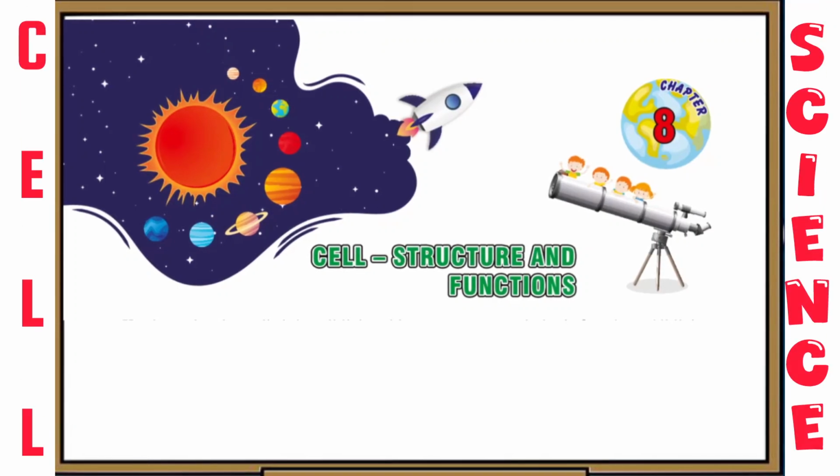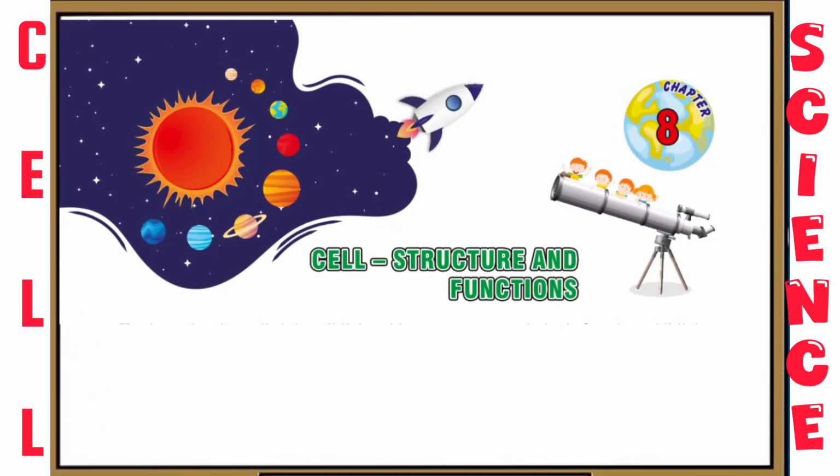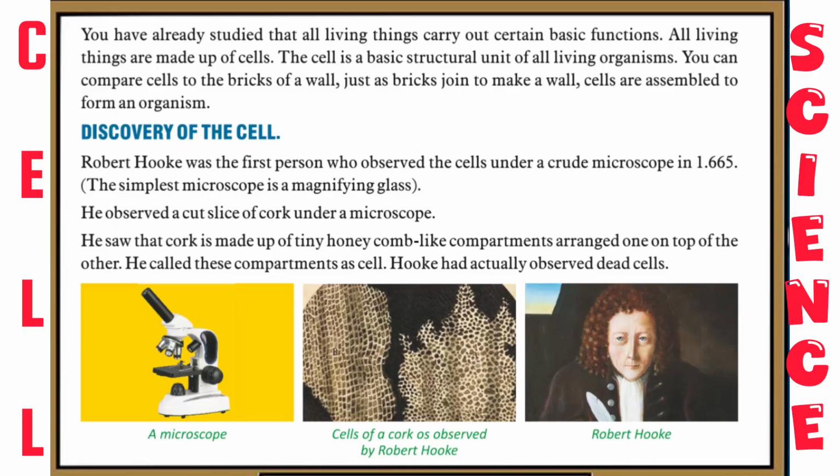So I'm your digital science mentor and today we are going to start our new chapter, chapter number 8, that is cell structure and function. You have already studied that all living things carry out certain basic functions. All living things are made up of cells. The cell is a basic structural unit of all living organisms. You can compare cells to the bricks of a wall. Just as bricks join to make a wall, cells are assembled to form an organism.